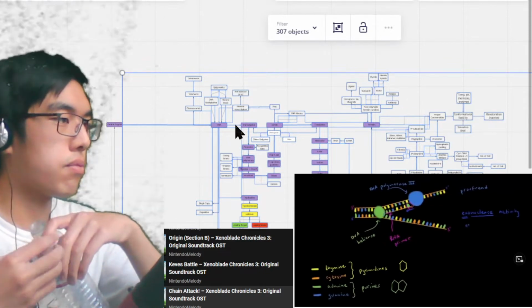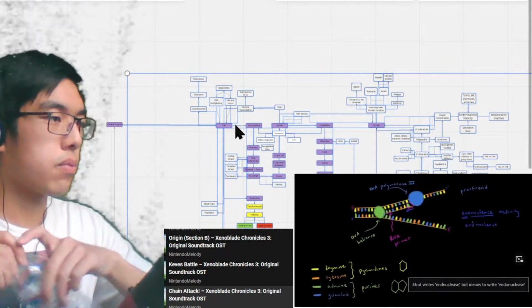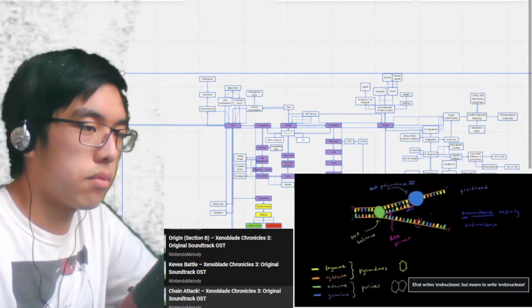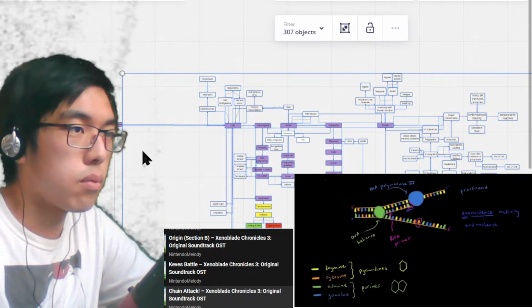This is in contrast to endonuclease activity. An endonuclease can actually remove a nucleotide from the middle of a DNA strand. So it will be able to remove, I don't know, a nucleotide from right over here, for example. Just keep that in mind because we're going to come across some endonucleases as well. Anyway, back to our exonuclease activity.